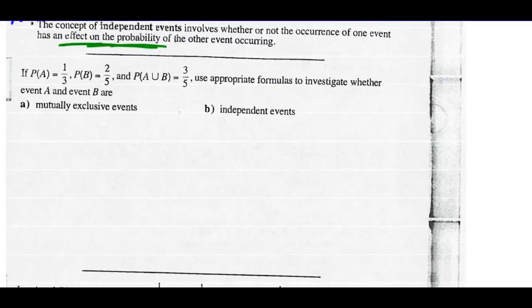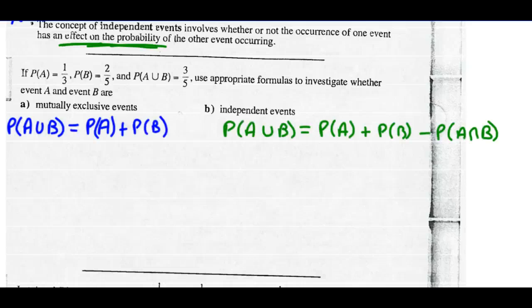So if the probability of A is 1/3, the probability of B is 2/5, and the probability of A or B is 3/5, use appropriate formulas to investigate whether event A and event B are, A, mutually exclusive events. So let's go to your formulas. From your formula sheet, probability of A union B is probability of A plus the probability of B. That's for mutually exclusive events. Probability of A union B equals probability of A plus the probability of B minus probability of A intersect B. That's for not mutually exclusive events. So green is not mutually exclusive, blue is mutually exclusive.